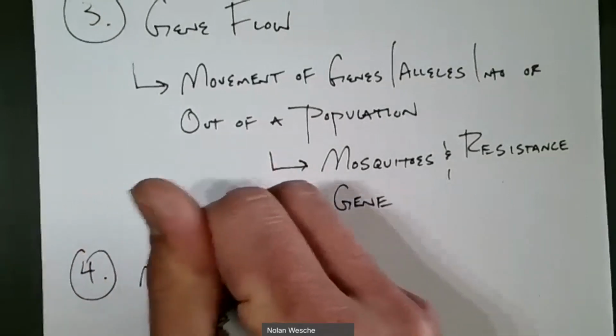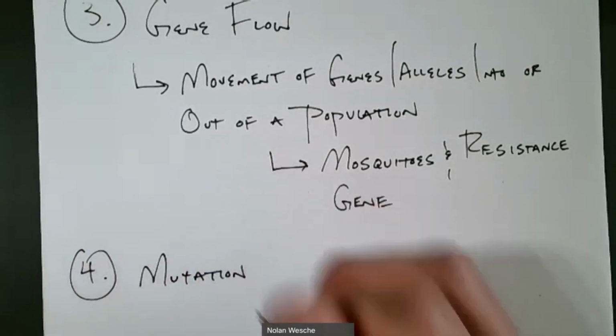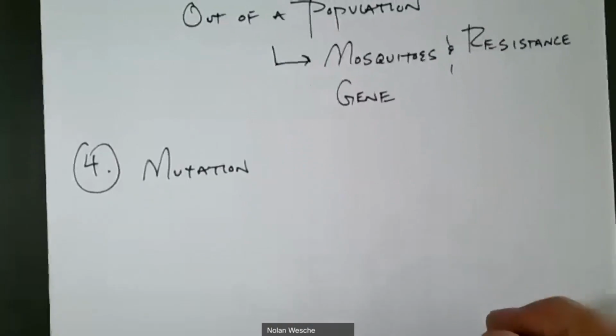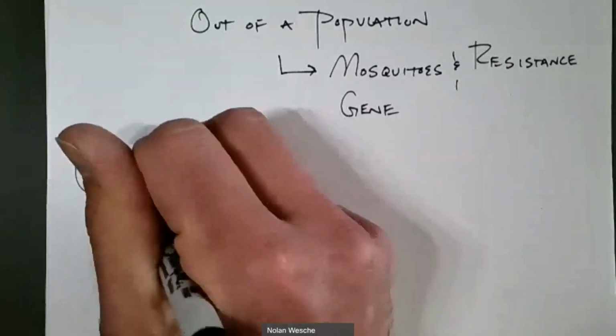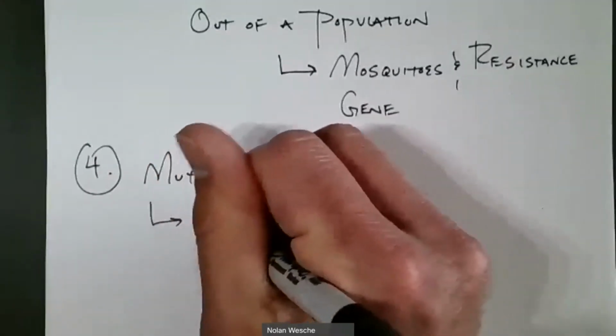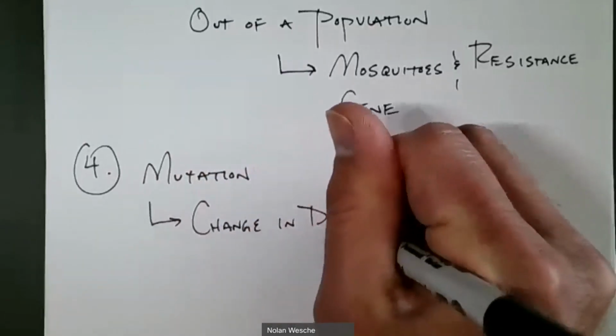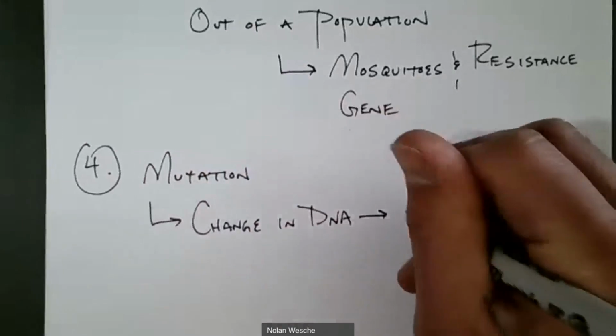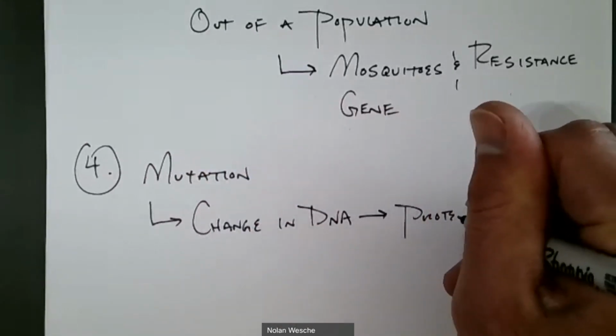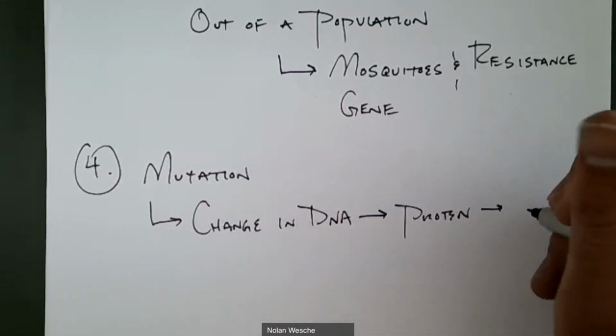Number 4 is mutation. Right, in previous units, we've discussed mutation in quite a bit of detail. So a mutation is just a change in DNA, which leads to a change in protein, which can lead to a change in the allele.